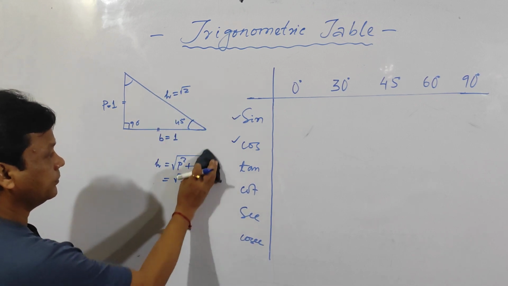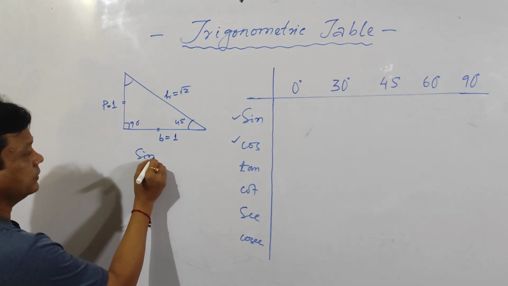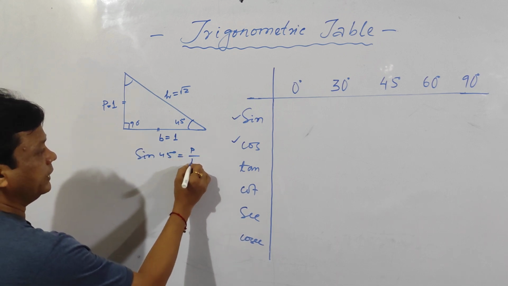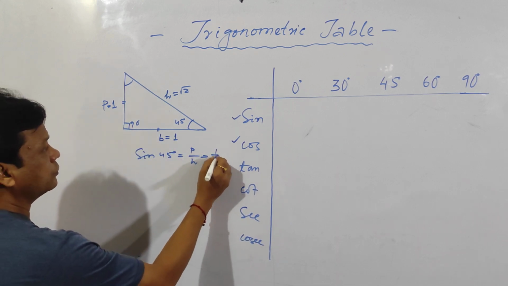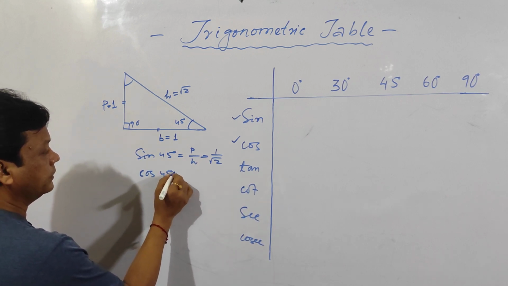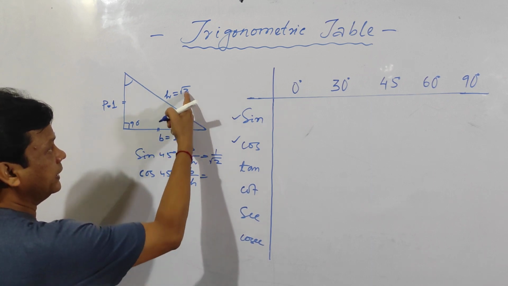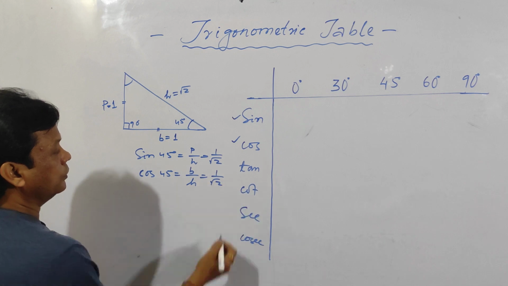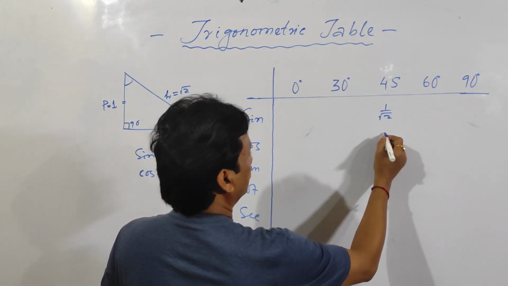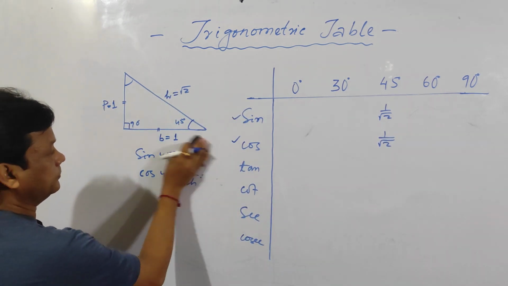Clear? So see here. And how to find out the value of sin 45? What is the formula for sin 45? P by H. So here P is 1, so 1 by root 2. And what is your formula for cos 45? B by H. So here B is 1, H is root 2. So 1 by root 2. So here sin 45 and cos 45 are 1 by root 2 each. This is 1 by root 2 and this is also 1 by root 2. Clear? Now see here.